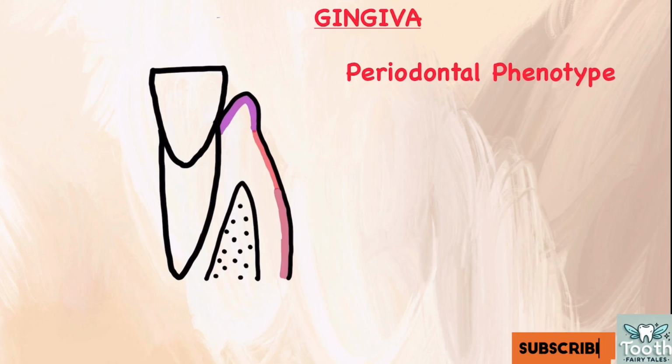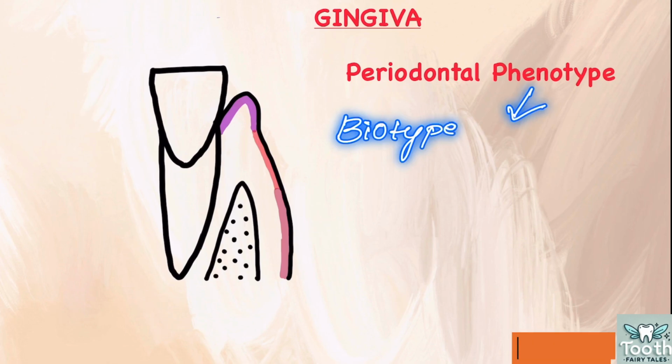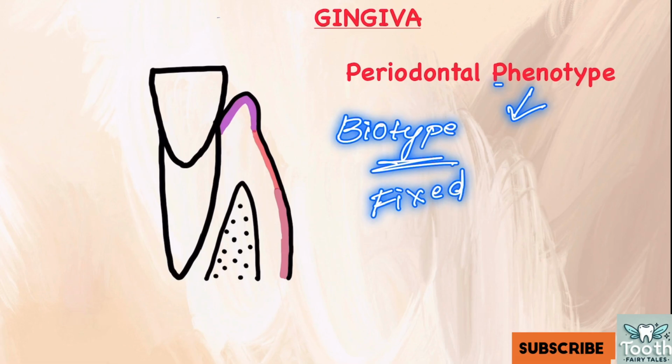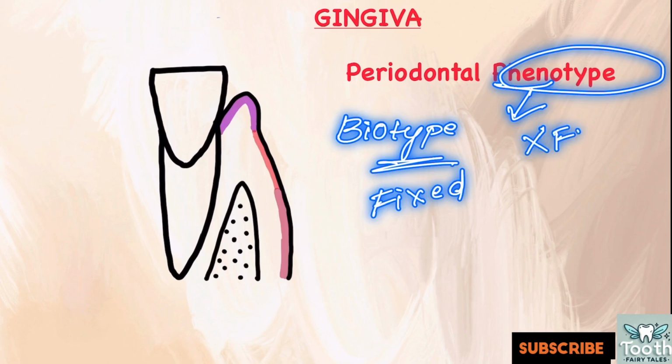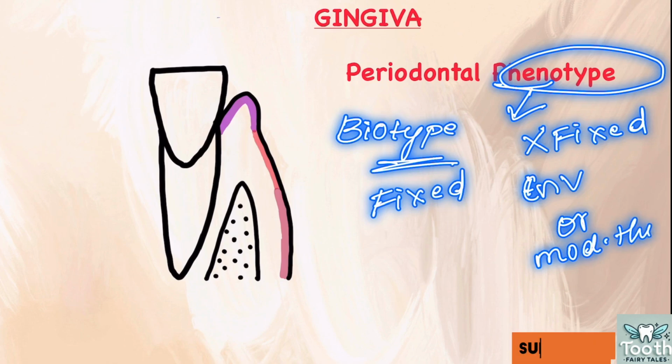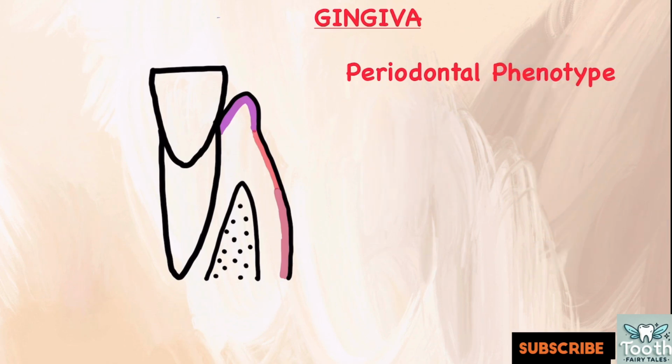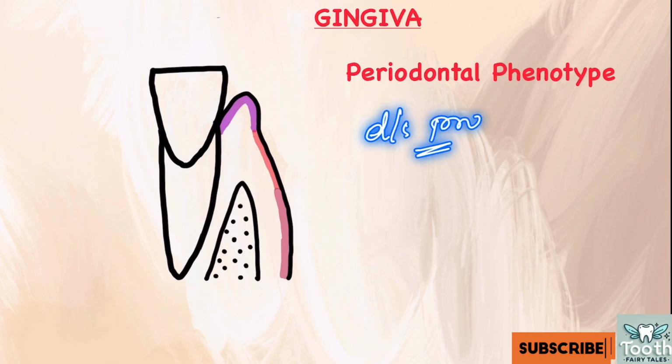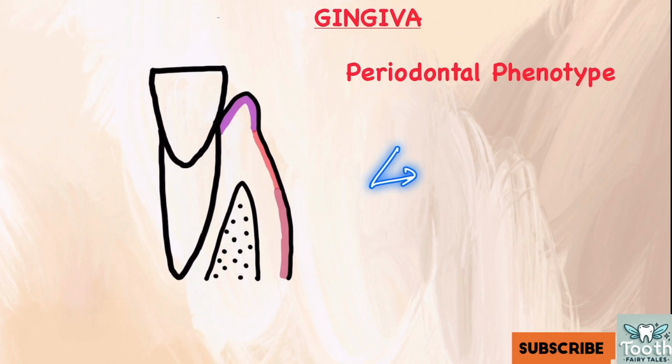Next, let us understand the difference between a biotype and a phenotype. Biotype is referring to the fixed genetic characteristics, whereas phenotype, on the other hand, can change over time. It is not fixed. This change can be because of environmental factors or because of some modification therapies. Periodontal phenotype plays an important role in the disease progression, and it also impacts the bone resorption.